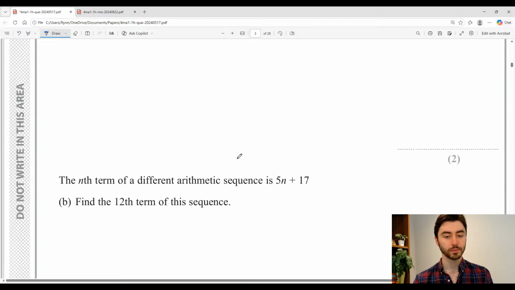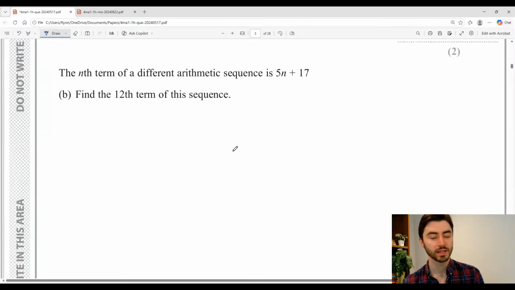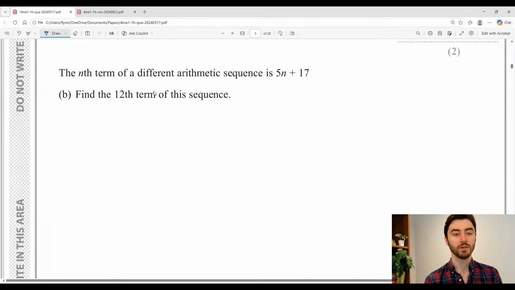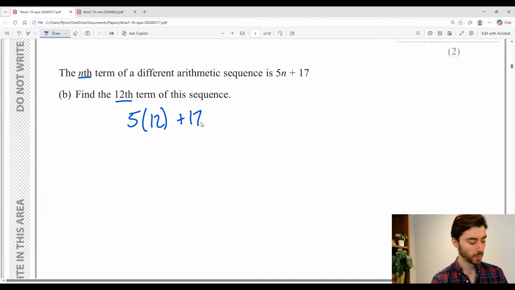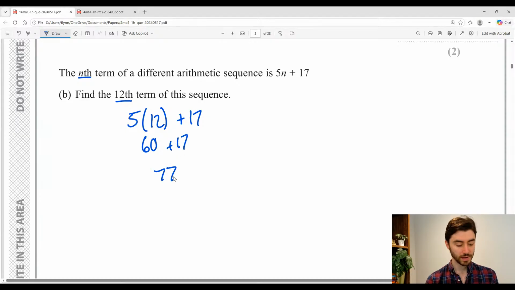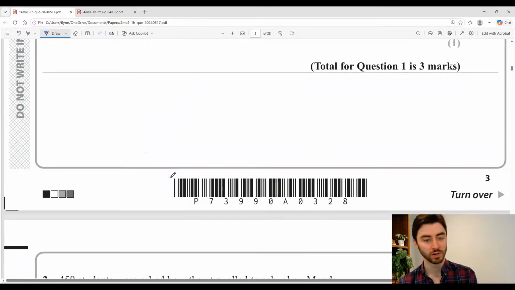That's 1a. Now, the nth term of a different arithmetic sequence is 5n plus 17. Find the 12th term. The important thing to know here is n represents which term I want to find. So if I want the 12th term, I want to substitute 12 for n. That will be 5 into 12 plus 17. 5 times 12 is 60, plus 17, which is 77. But again, in an exam situation, I would also type it out, even though I'm confident with my mental math, just to make sure I didn't make a small execution error.